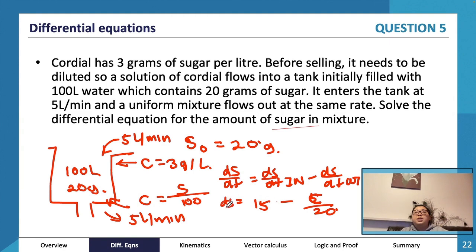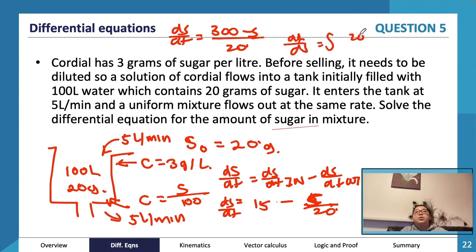So you're going to get dS/dt is going to be equivalent to this. And they wanted us to solve it here, so that means that we need to do a bit more magic to allow this to work. So we got that this is going to be S over 20, whereas this is just 15, right? So therefore we can say dS/dt is going to be equal to (300 minus S) over 20. So what we can say here is dt/dS is going to be equivalent to 20 over (300 minus S) dS.